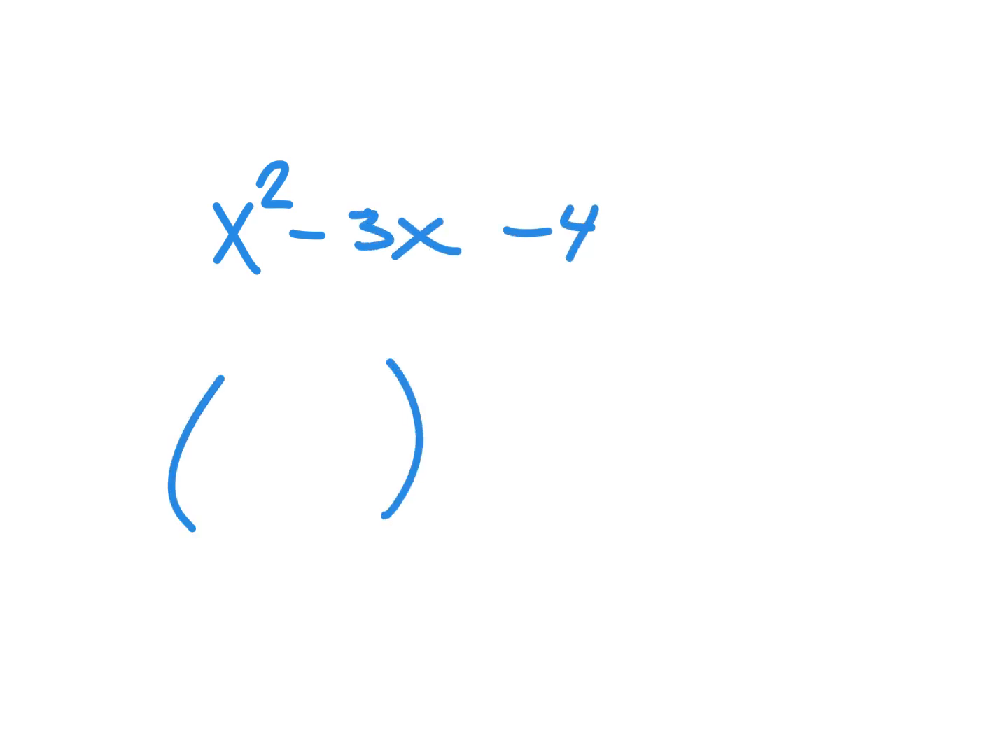All right, so let's try another one. X squared, oh wait, I shouldn't put parentheses yet. X squared minus 3x minus 4. Make two sets of parentheses. 3-step process. X and x. Does it need two pluses?